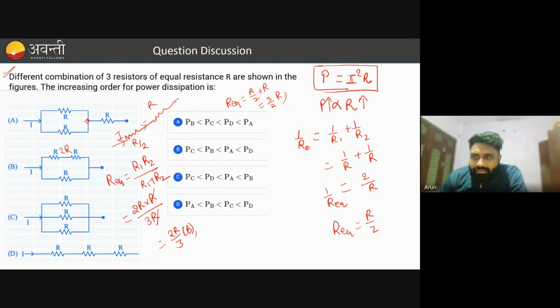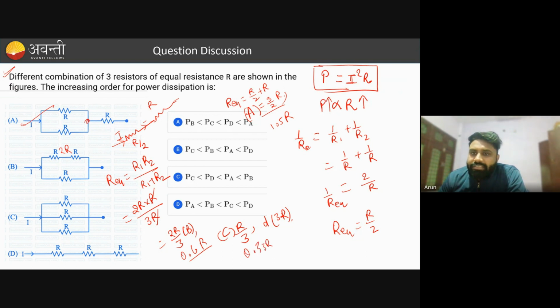Now in case C, they are in parallel. So 1 upon R plus 1 upon R plus 1 upon R, 3 upon R will be there, and if you reverse it, in case C it will become R by 3. In case D, they are in series, so the equivalent resistance is 3R. So you can see in option A the equivalent resistance is 3 by 2 R, which is 1.5 times R. In case B, it is 2 by 3 R, which is 0.67 R. In case C, it is R by 3, which is 0.33 R. And in case D, it is 3R.